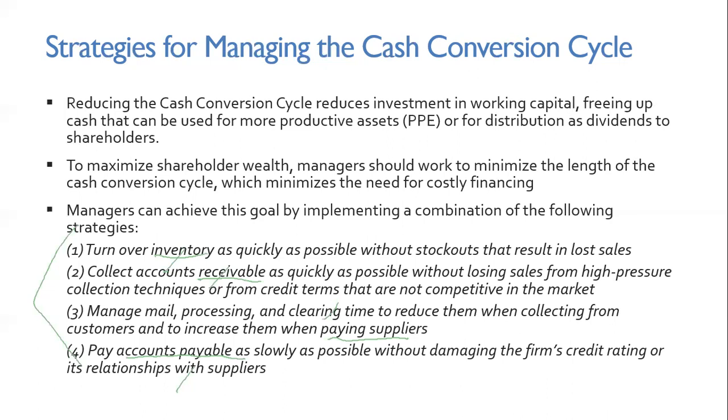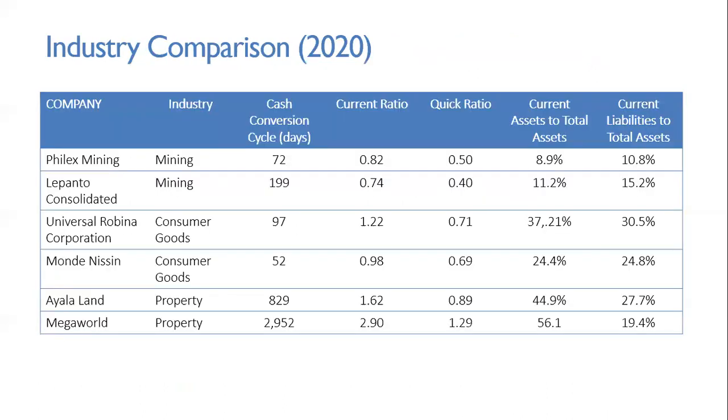Okay? Lastly, the last slide for this section, is to have a few industry comparisons. These are 2020 data. So I chose 2 companies, Philex and Lepanto for mining, URC and Monde Nissin for consumer goods, and Ayala Land and MegaWorld for property. So if you look at their cash conversion cycles, very different for these industries. Obviously, the cash conversion cycle for property companies are longer, right? And between companies, iba-iba rin. So for example, look at mining, 72 days for Philex, 199 days for Lepanto, consolidated. Okay. For URC, 97 and 52 days.